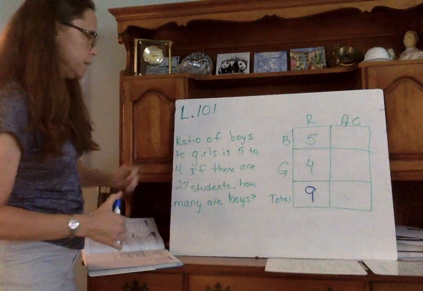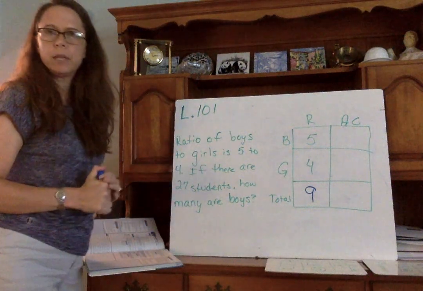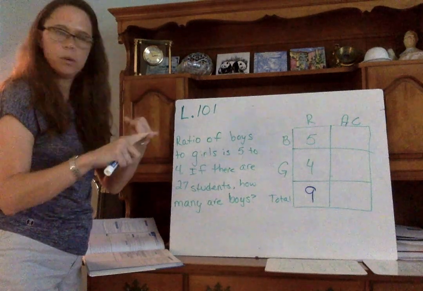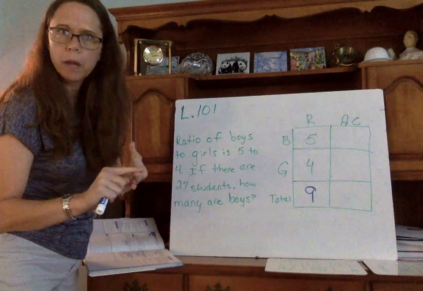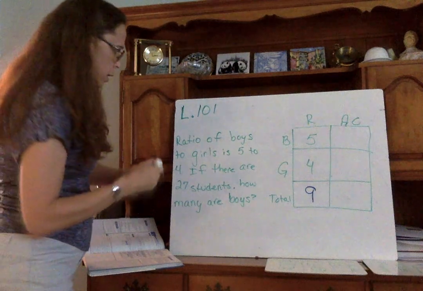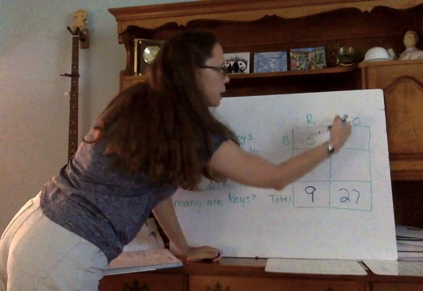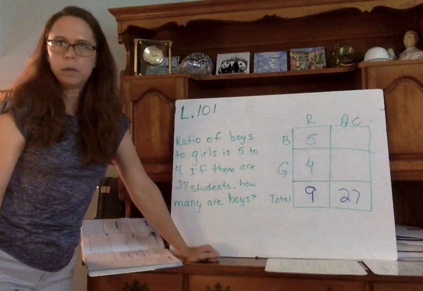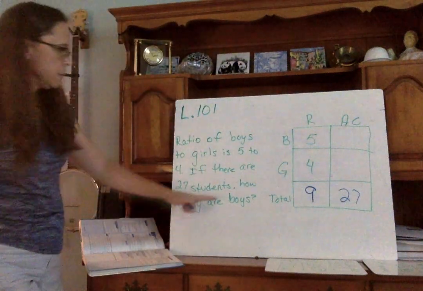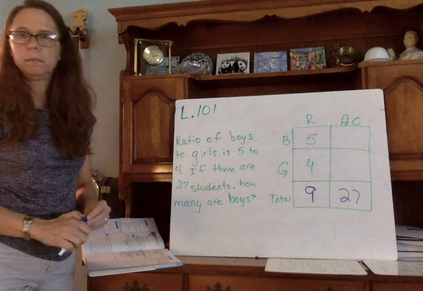If there are 27 students in the class, is that talking about boys or girls? No, it's talking about all of them together. It's talking about a total. So the 27 is going to go over here in our actual count total category. They want to know how many are boys.